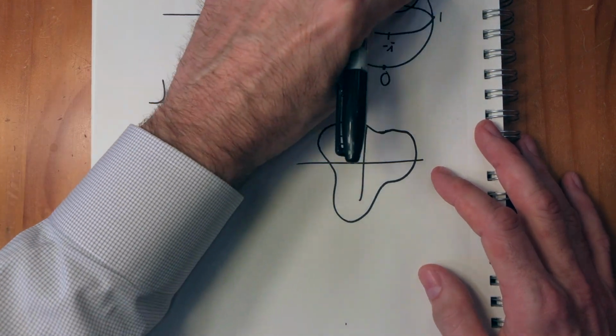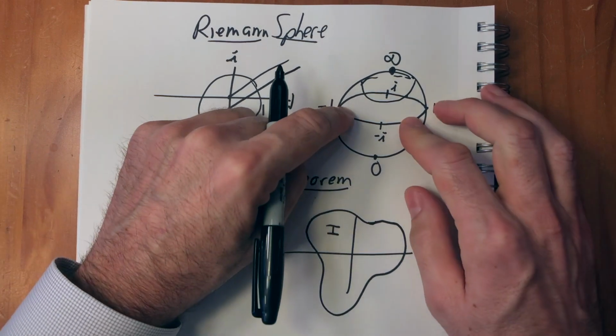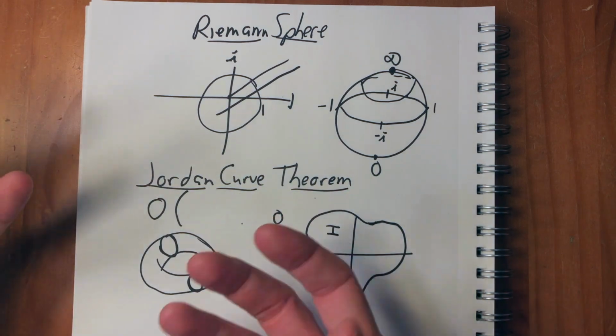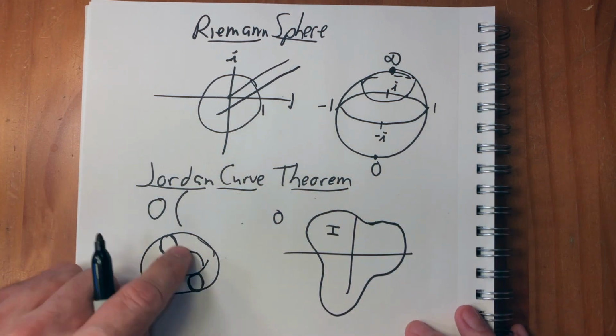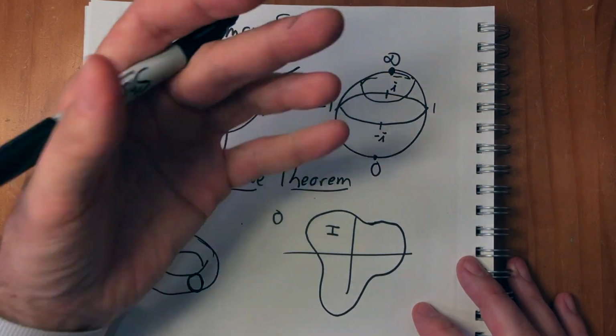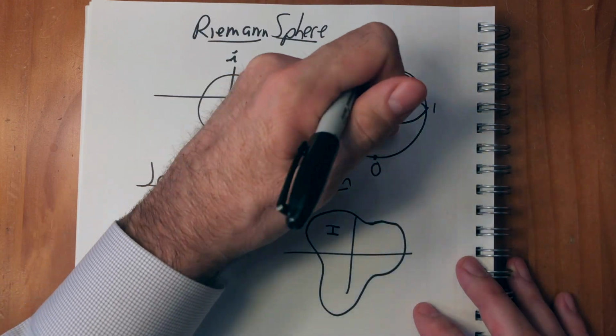Like one of these circles would be here somewhere. That means the Jordan curve theorem says that on a sphere, any curve on the sphere cuts the sphere in half into an interior and an exterior. So if we took one of these circles and mapped it onto the Riemann sphere, there would have to be an interior to the circle and an exterior to the circle.